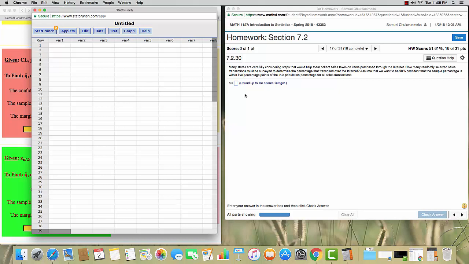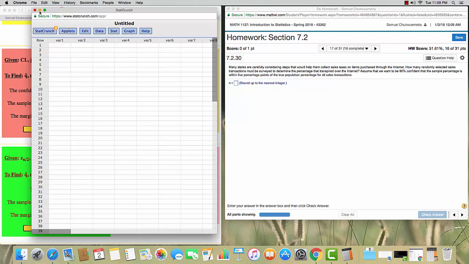So the margin of error is 5%. And then the confidence level is 90%. We cannot do this with StatCrunch. StatCrunch will not find the sample size for you. StatCrunch will construct the confidence interval, but I don't think it will find the sample size.